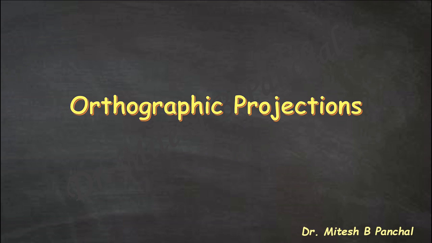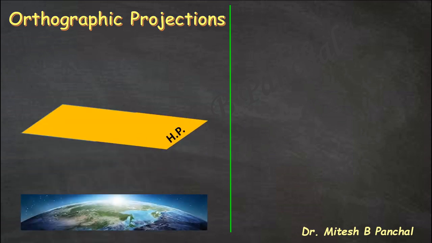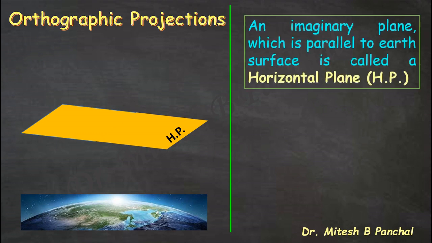So first we will go through the basic principal planes: what the basic principal planes are, how they are defined, and how they are useful for the orthographic projection. The first basic principal plane is the horizontal plane, that is nothing but the HP. HP is defined as an imaginary plane which is parallel to the earth's surface. It is denoted by capital H, capital P.